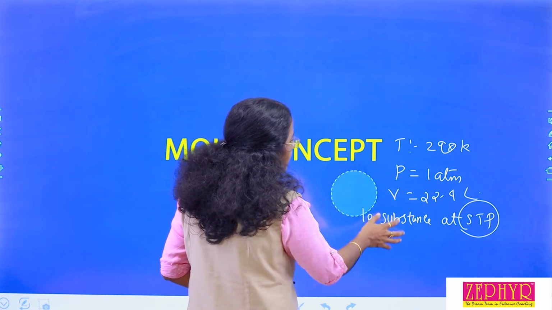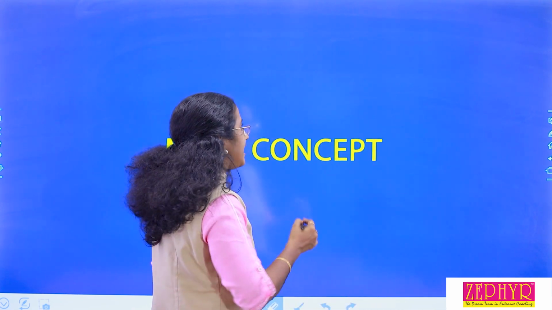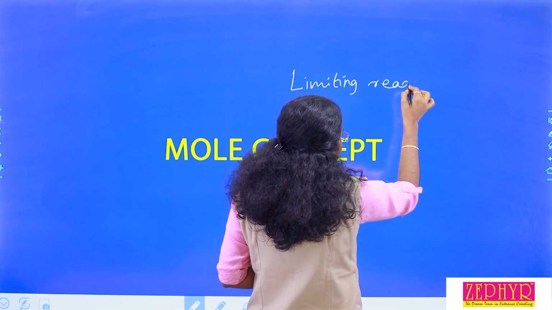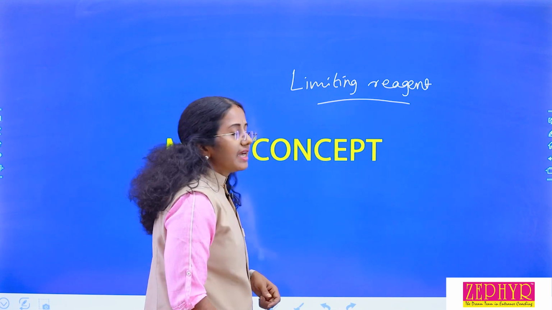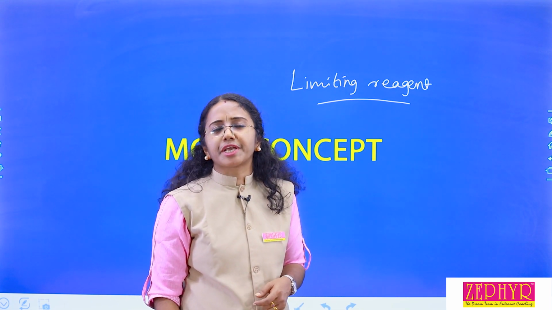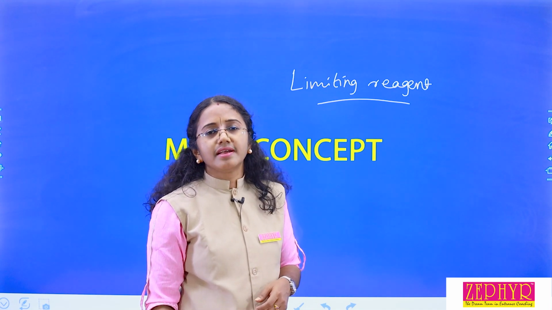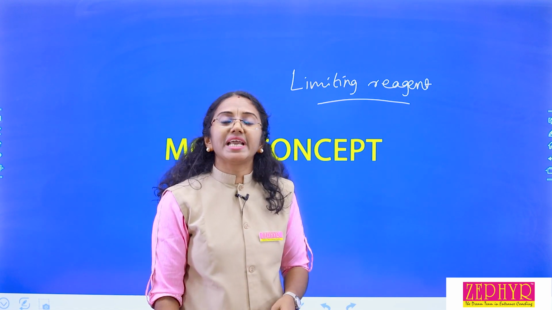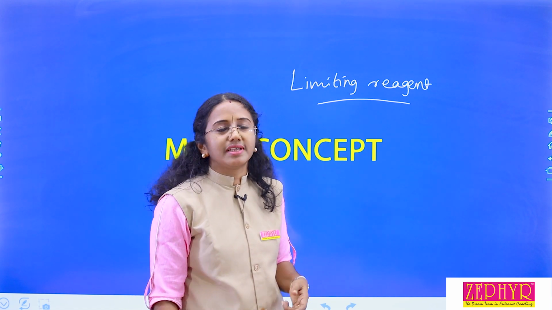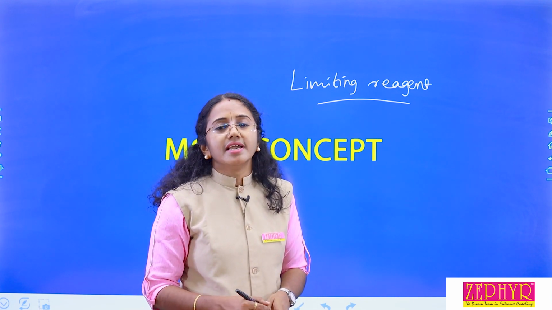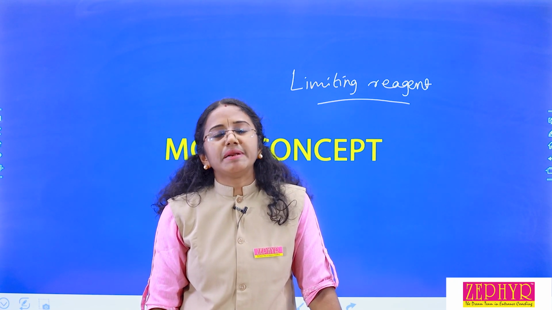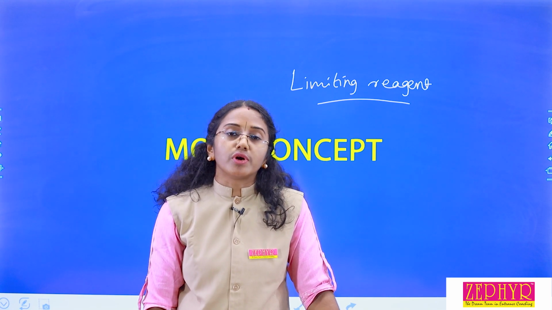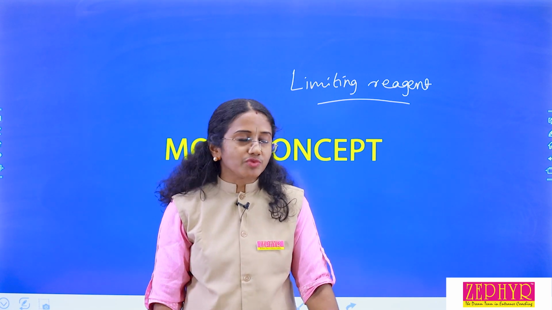Okay, another concept is limiting reagent. What is limiting reagent? A reagent that is completely consumed in a particular chemical reaction is called a limiting reagent, and the excess one is called an excess reagent. We have to calculate the limiting reagent. That is very important because the limiting reagent will decide how much amount of product is formed.